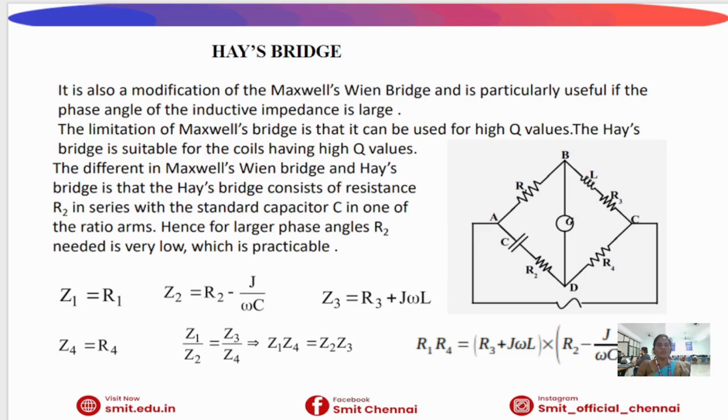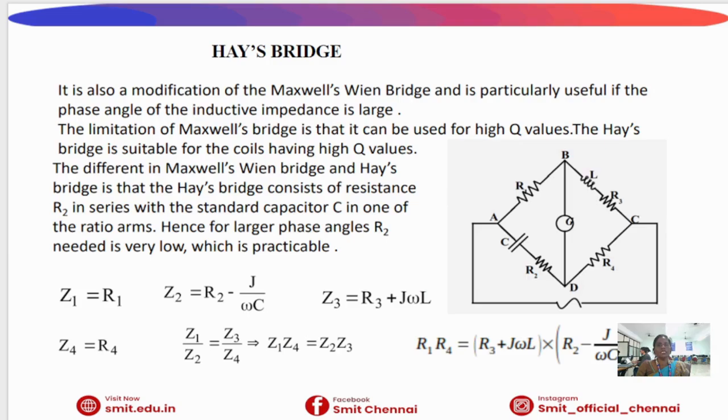After multiplying the terms, R1 R4 equals R2 R3 plus L by C minus j R3 by omega C plus j omega L into R2. This expression contains both real terms and imaginary terms. For a balanced bridge, real parts and imaginary parts must be equal. So equating the imaginary parts, omega L R2 equals R3 by omega C. From this, the coil resistance R3 is obtained. Equating real parts, R1 R4 equals R2 R3 plus L by C.